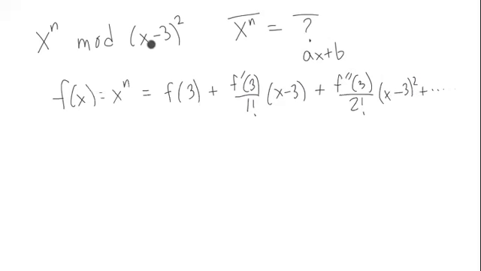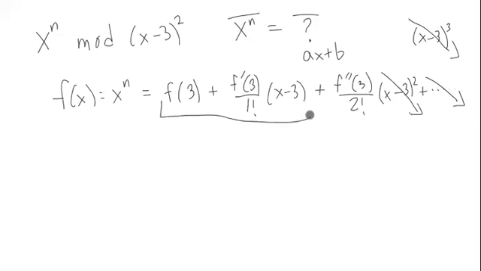But notice when we mod out by (x - 3)^2, any multiple of (x - 3)^2 is equivalent to 0. So all this goes away and everything thereafter goes away, since even (x - 3)^3 has (x - 3)^2 as a factor. So that goes away as well. All we're left with when we mod is this. So we're pretty much almost done. We just plug in 3 into here and notice that we get 3^n.